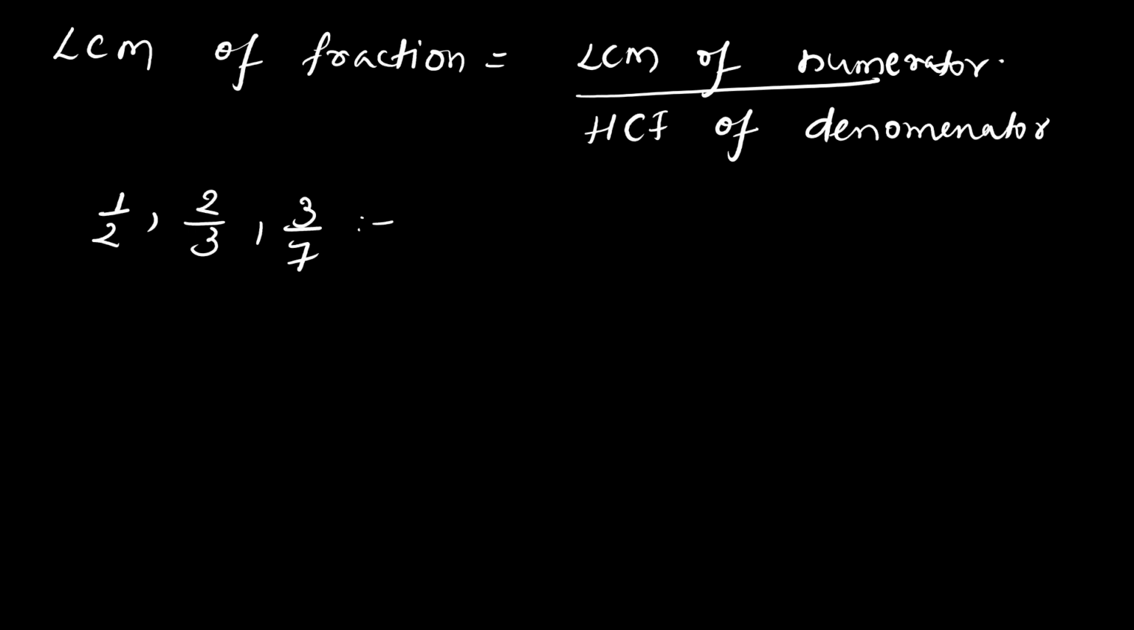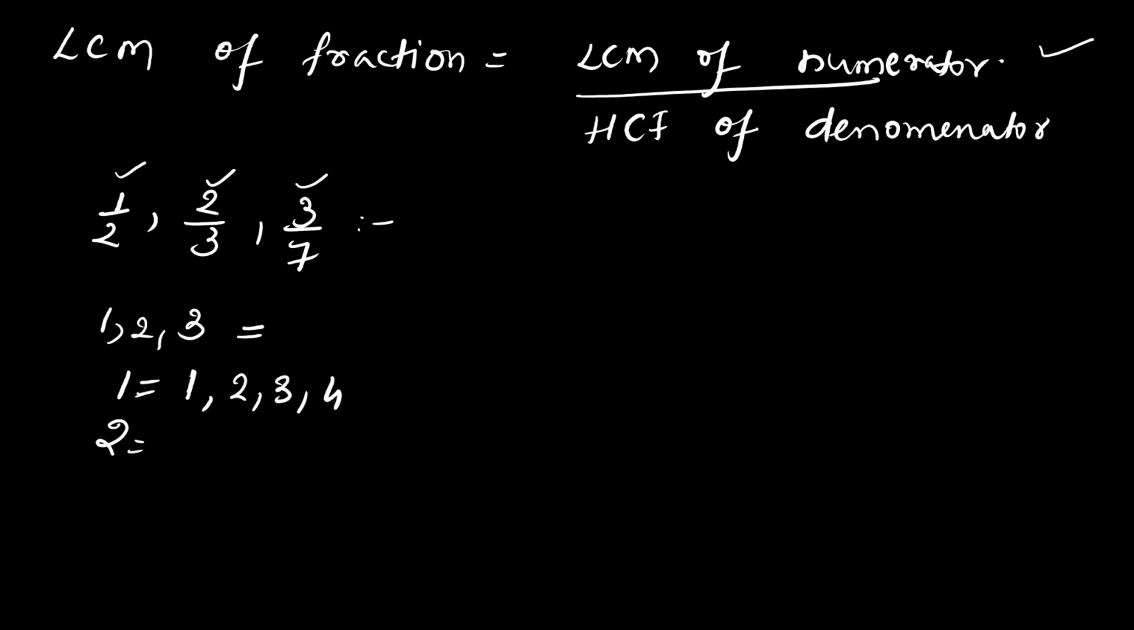First what you'll have to do, find the LCM of numerator. Numerators are 1, 2 and 3. This is the numerator. Now we'll take the LCM. To find the LCM, we'll write all the multiples, that is 1, 2, 3, 4. These are the multiples of 1.